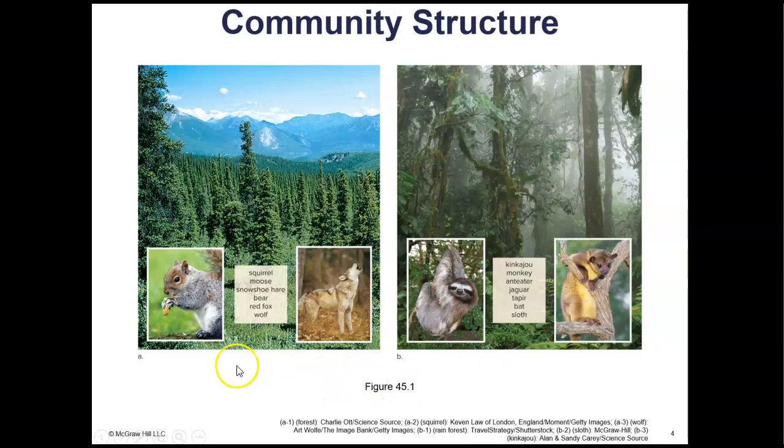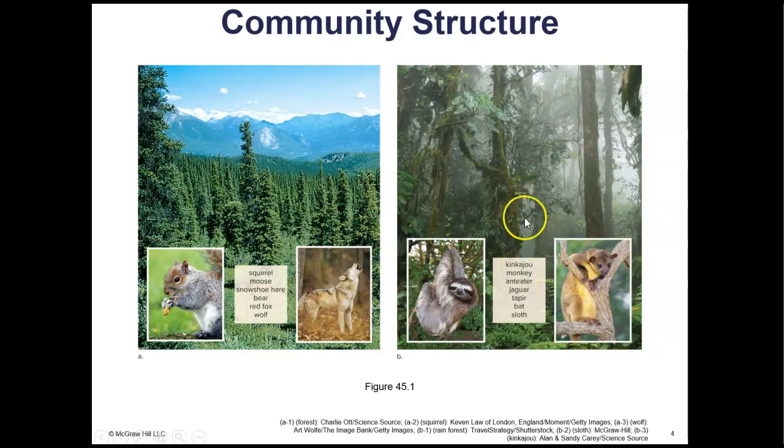The community is described by the types of species that live there. And in the coniferous forest, you have squirrels, moose, snowshoe hare, bear, red fox, wolves, and those are some of the different animal species that live there. That doesn't even include the fact that you see all of these evergreen trees that dominate the plant life of the forest.